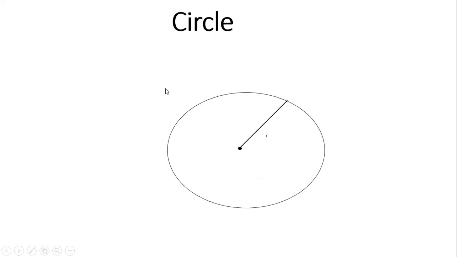The next shape we are considering now is our circle. Can you see the center of the circle?